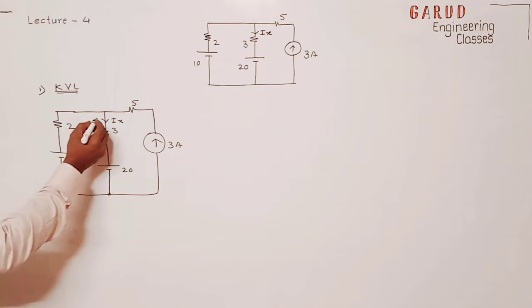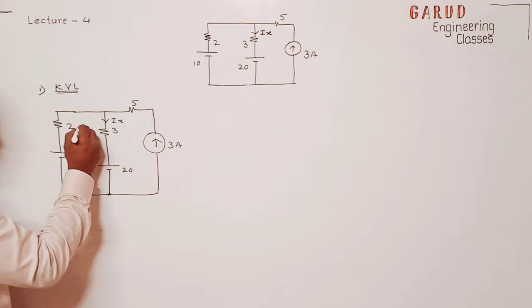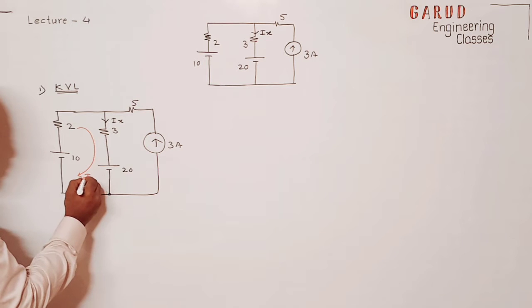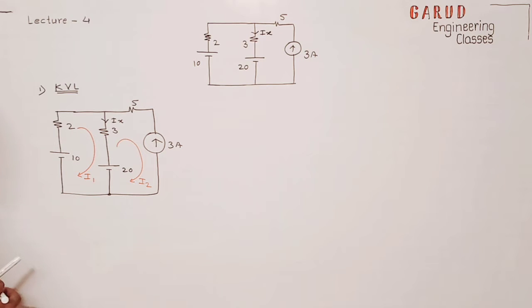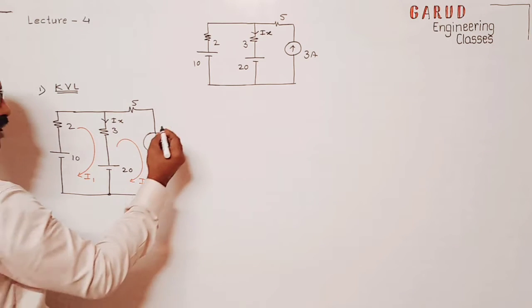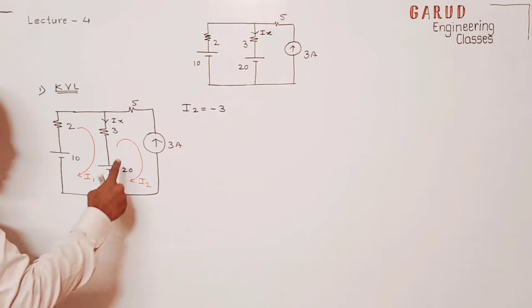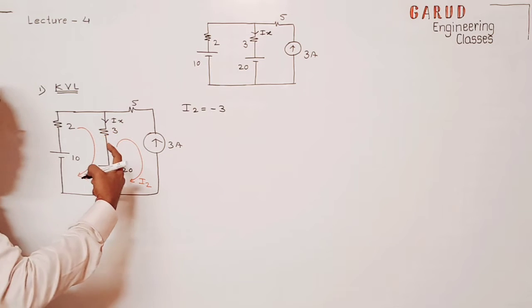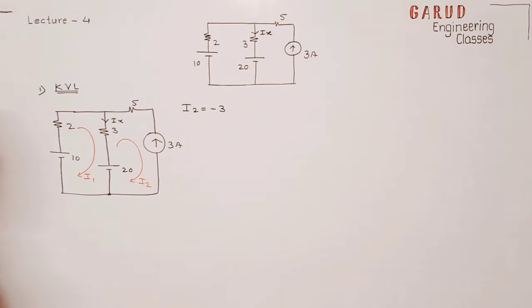What is required? They want Ix. So first thing in KVL, we have to see the loop currents. We write loop currents here: this is I1 and here it is I2. Rule number 2: find where there is a current source. Yes, there is a current source. Represent that current source in terms of the assumed loop current. So I write I2 equals minus 3 amperes. Why minus 3? Because 3 amperes is flowing in the upward direction, and your assumption is downward, clockwise. So it will be minus 3.